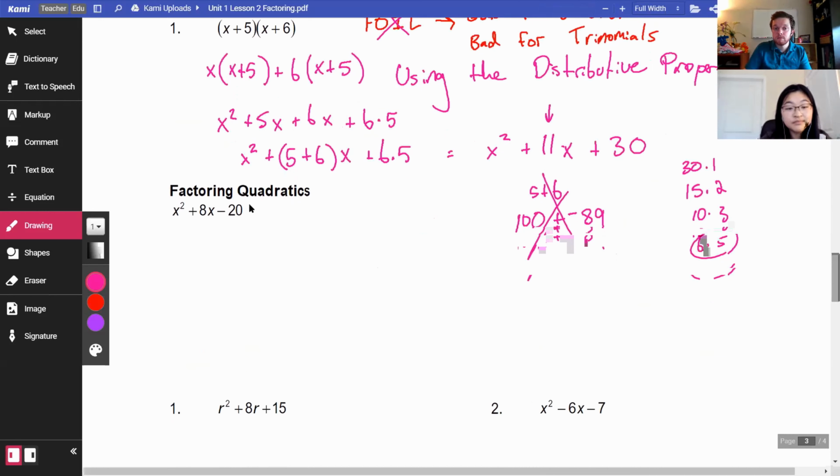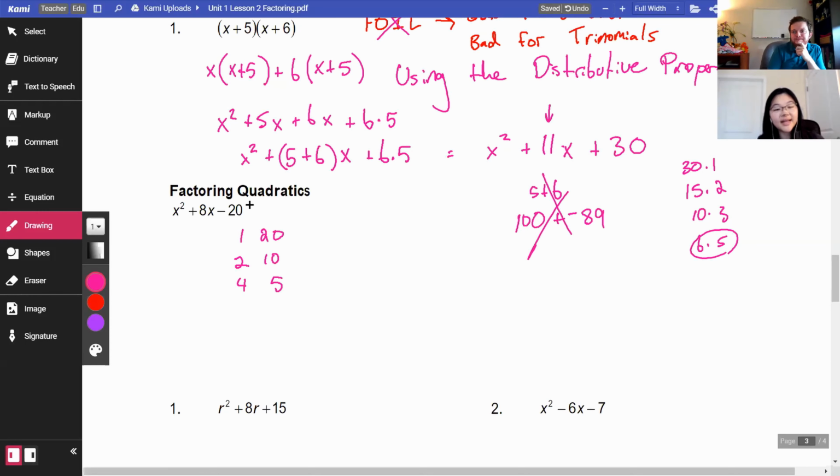So let's do it here. And Mrs. Contreras, what are the possible products that multiply to 20? 1 and 20, 2 and 10, 4 and 5. Cool. Now, what do you notice about that 20 though? It's negative. So one of them needs to be negative.